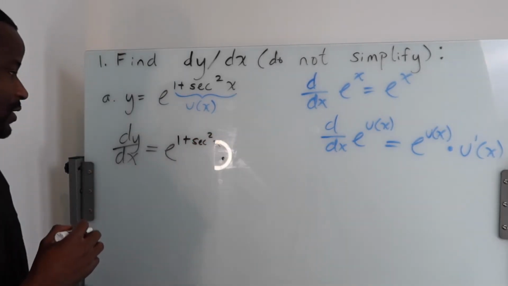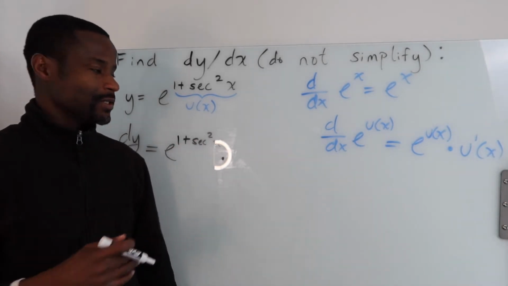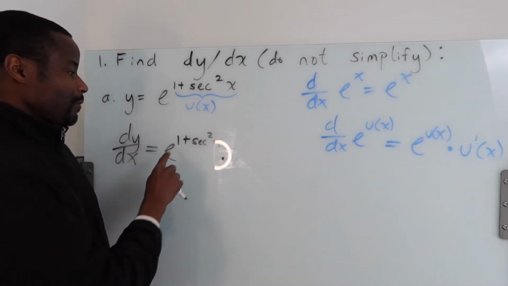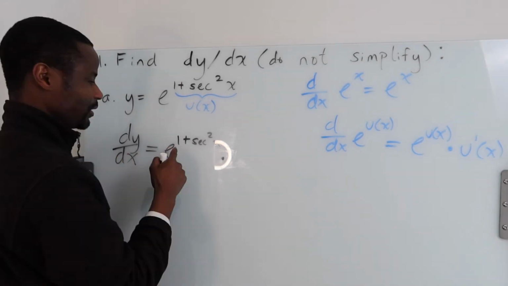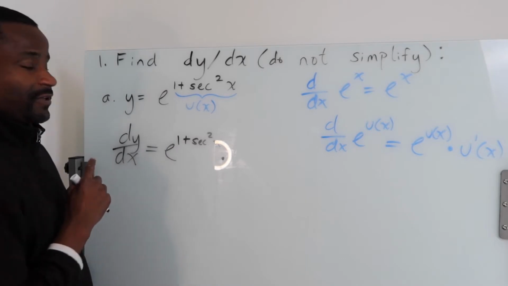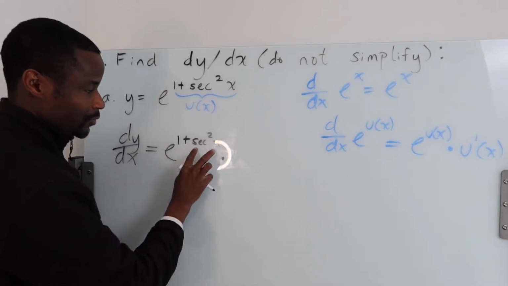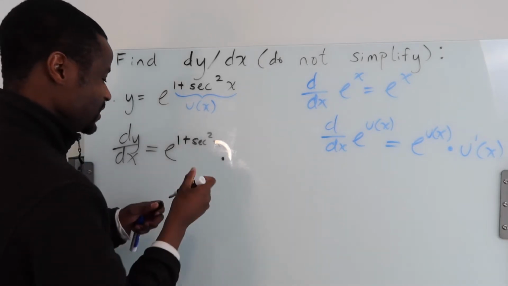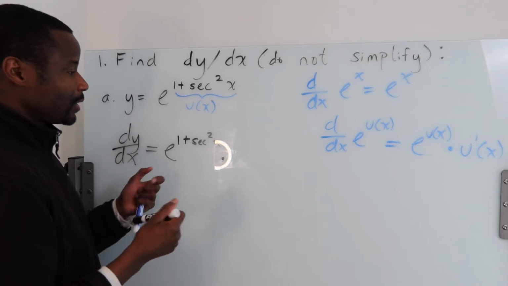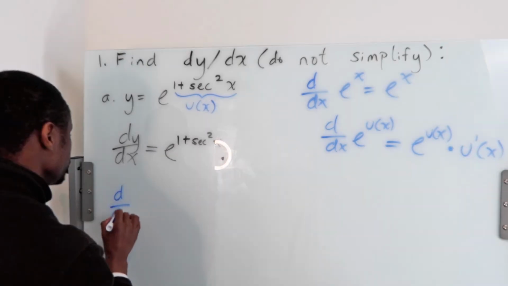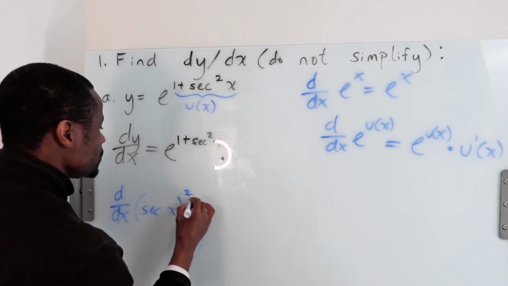Now the next question is, what is the derivative of 1 plus secant squared x with respect to x? Well, keep in mind the property of differentiating sums. In this case, we know the derivative of 1 with respect to x is 0. So that goes to 0. We focus on this. Remember, secant squared x is simply secant of x in the whole quantity squared. How do we find its derivative? The derivative with respect to x of secant x quantity squared.